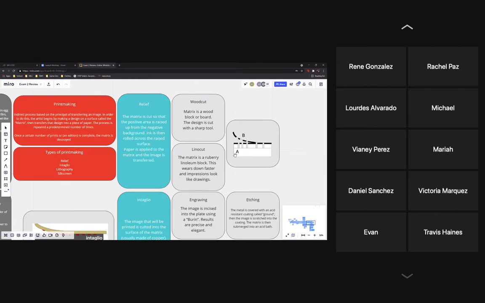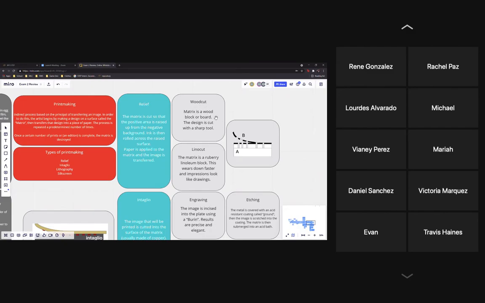This square labeled A, that's going to be the matrix. So basically, what artists do, they scrape the matrix, and the top layer, that's going to be the design, right? Now the ink is going to be located in that top layer, and when you press a paper onto the matrix, that's what's going to be transferred to it, right? Now there's two types of it. There's woodcut and linocut.